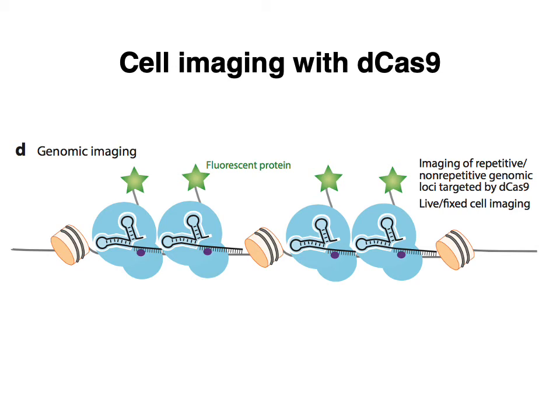You can also actually do, to some extent, imaging with Cas9. For example, you can attach fluorescent proteins to Cas9 and use guide RNAs to essentially guide your fluorescent protein to specific regions of the genome to then do either live or fixed cell imaging.